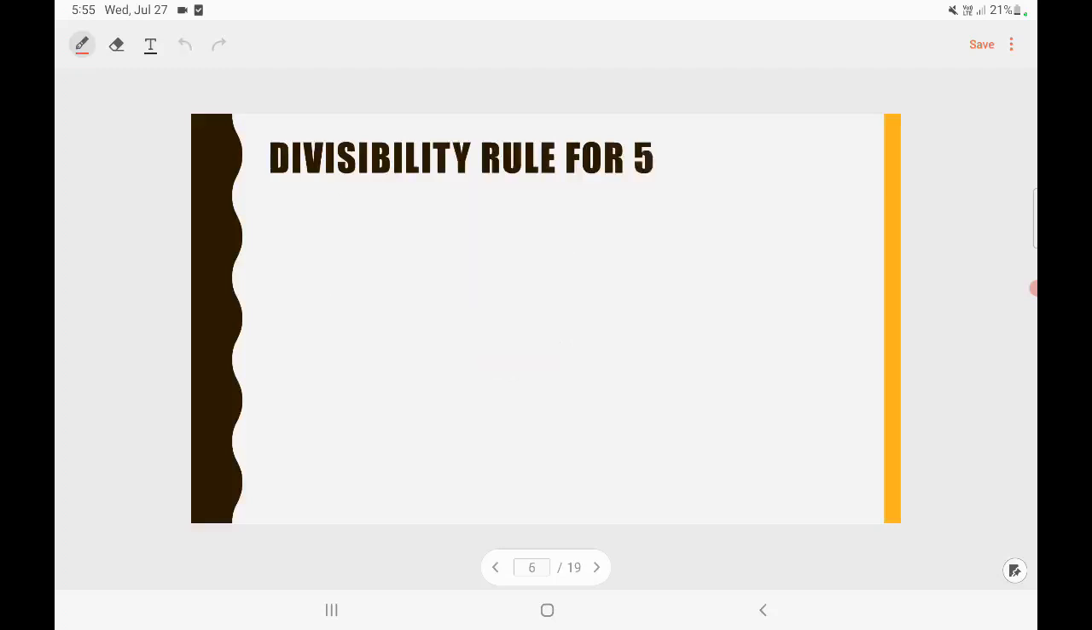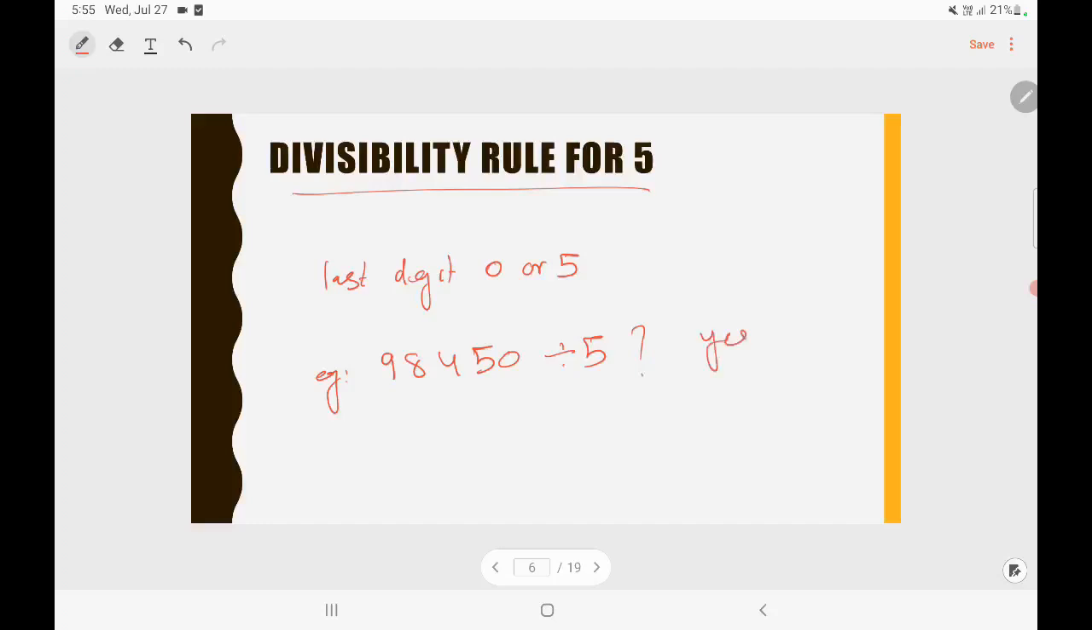Now we'll move on to the divisibility rule for 5. Here it's very easy, everyone will be knowing. A number is divisible by 5 if the last digit is either 0 or 5. Thus, for example, you have a number 98450. Is this divisible by 5? Yes, it is divisible by 5 because the last digit is 0.